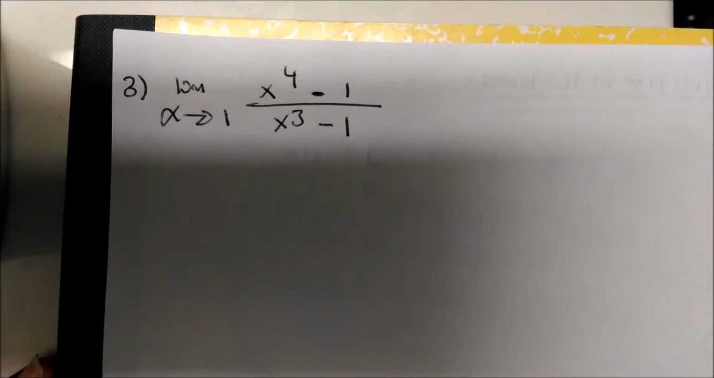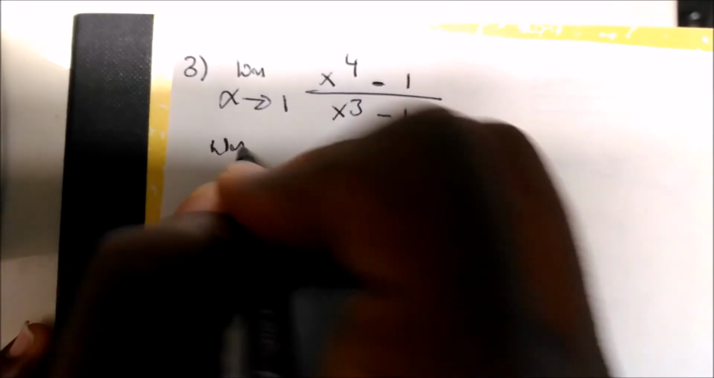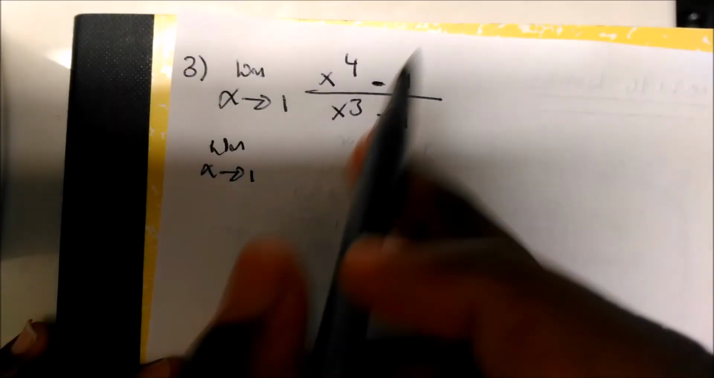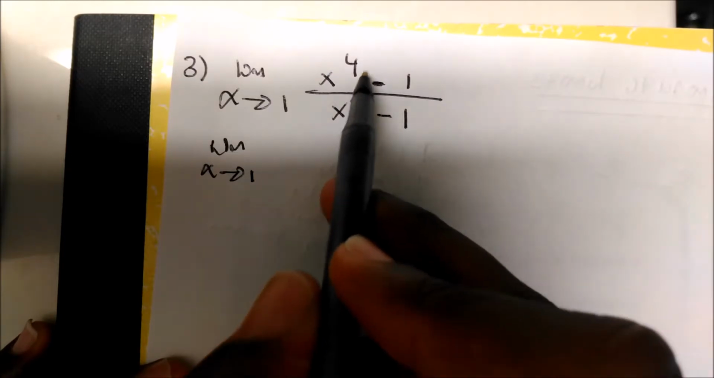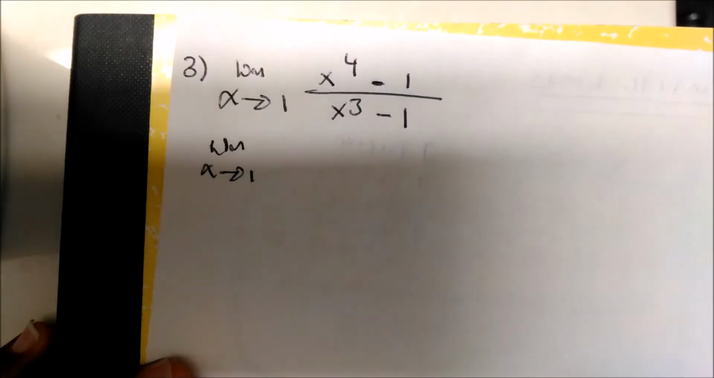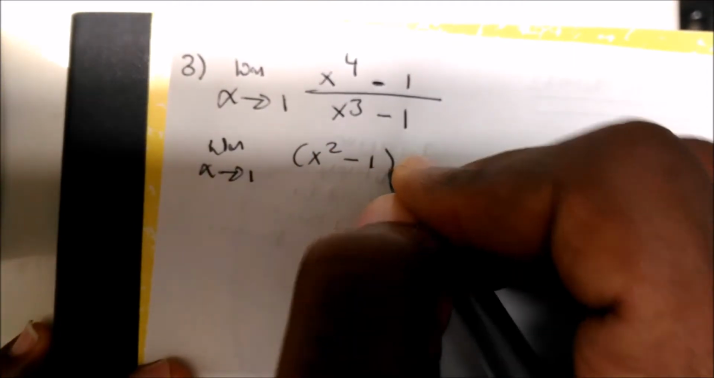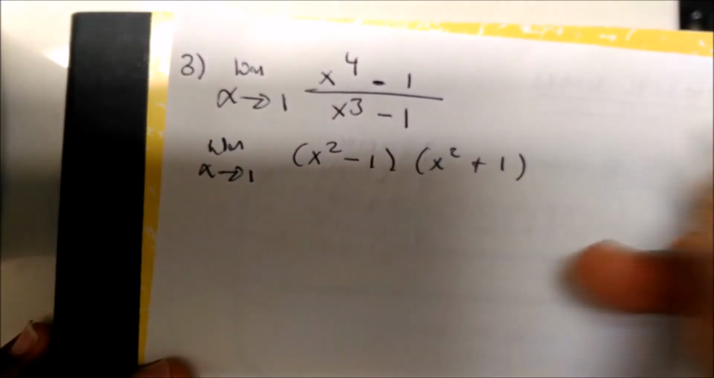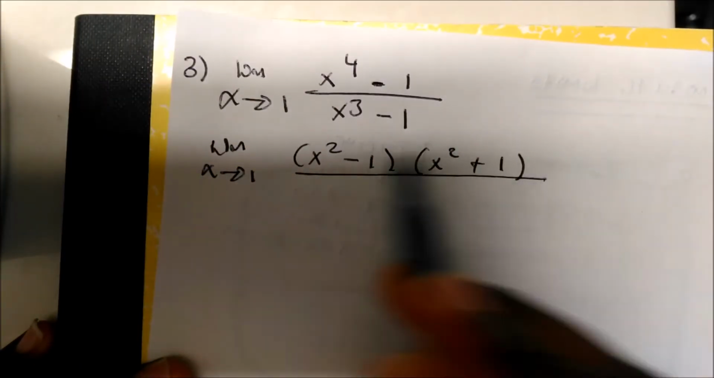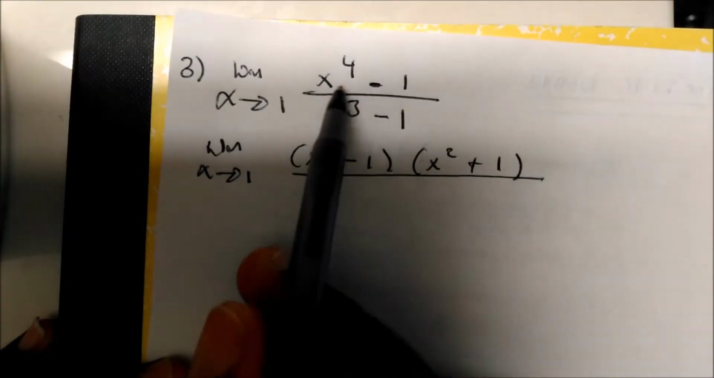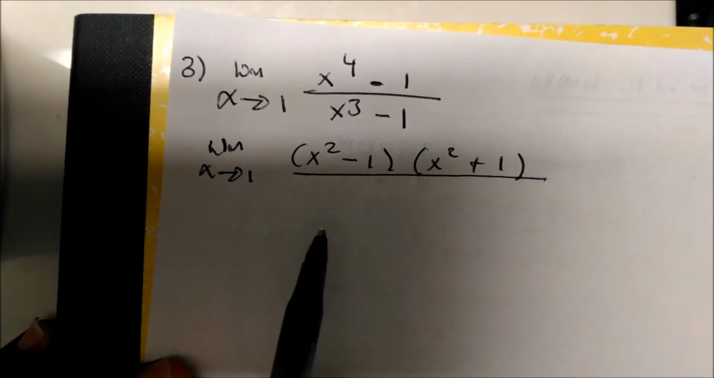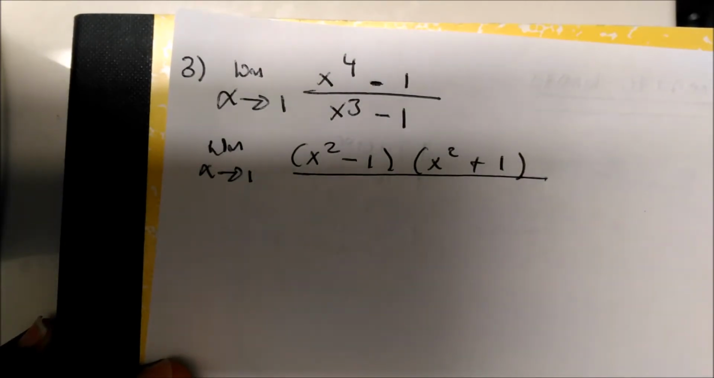Well, I noticed that I could probably factor. So I'm going to factor the top. The limit as x approaches 1. I see that this is a difference of squares, because I could factor this top as x squared minus 1 times x squared plus 1. Multiplying these two will give me the same answer. And then I notice the bottom is actually a difference of cubes.